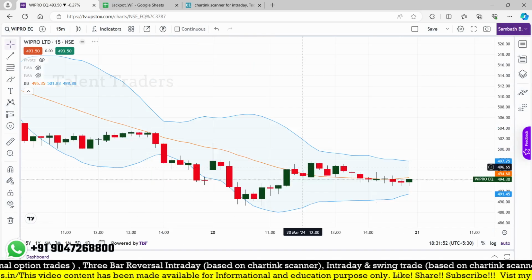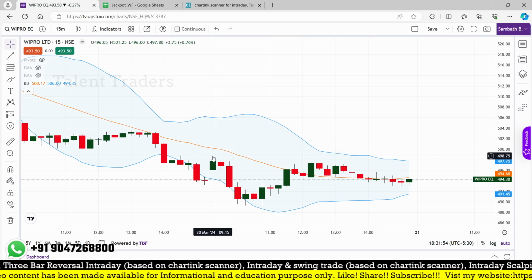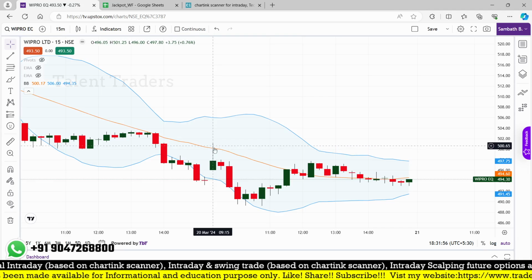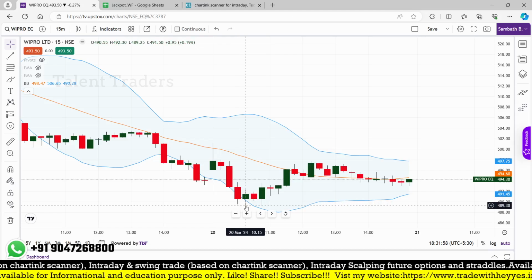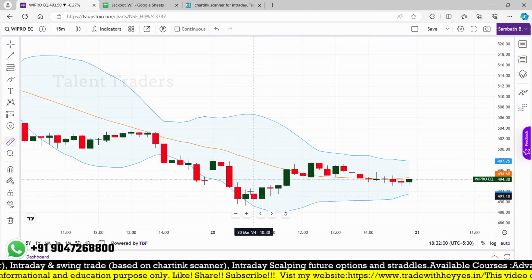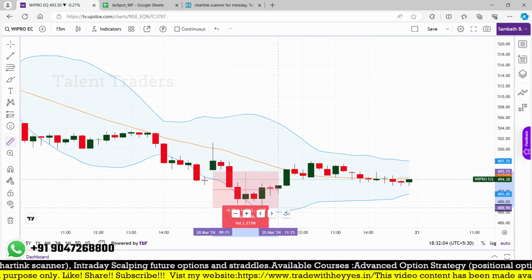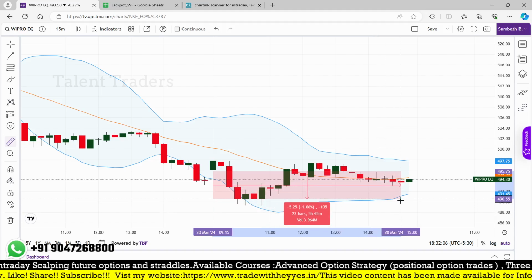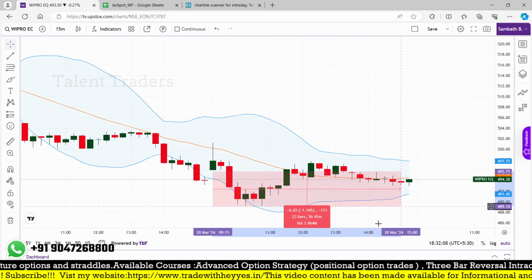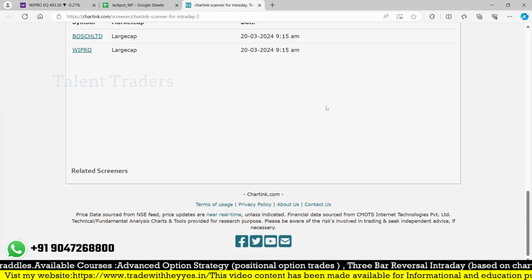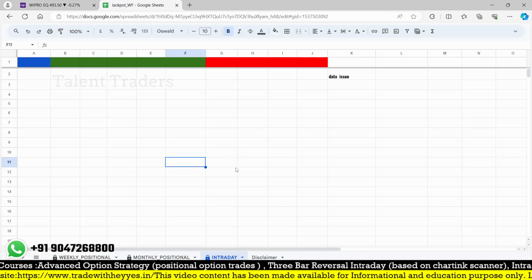Wipro 15 minutes, 9:15. Yes, it's a spinning top candle, and it has broken the low, and it was giving you such a good move. I am just going for a 1 to 1 kind of risk, maybe around 1%. It was giving you more than 1%, almost 1.3% when the low came. So 1:1 risk reward was generated on this particular scanner.